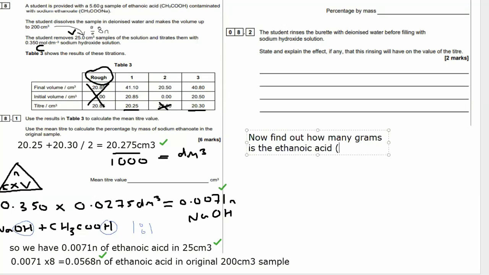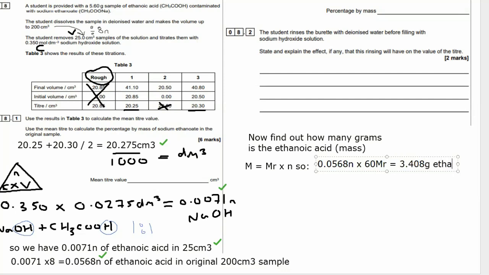Now the MR of ethanoic acid, so what's the MR of ethanoic acid? 32, 24, 3, it's 60. So 0.0568 times 60, we've got 3.408 grams of ethanoic acid. And that was in our original sample.